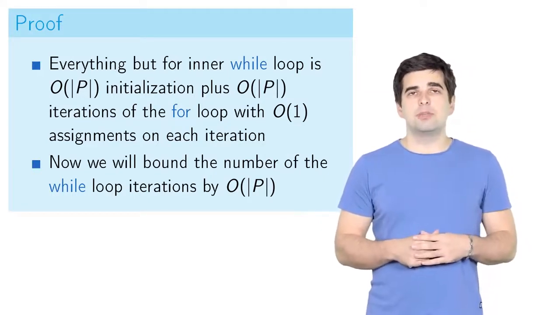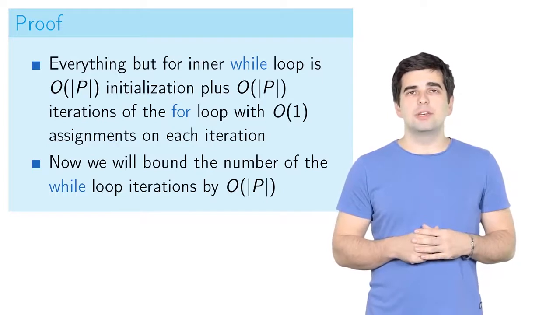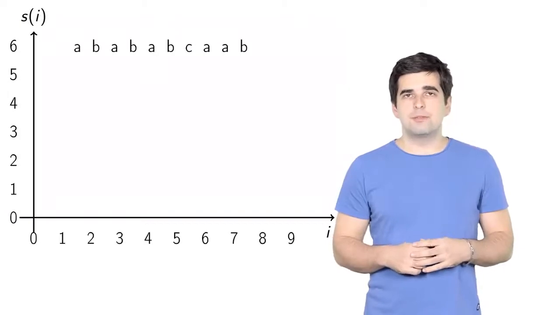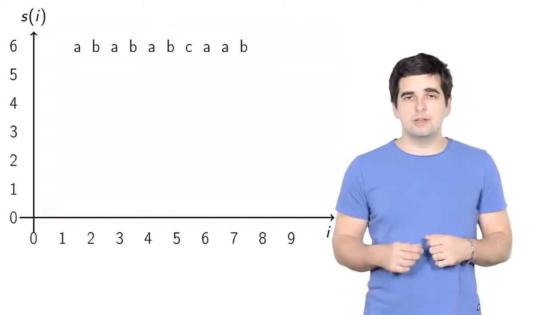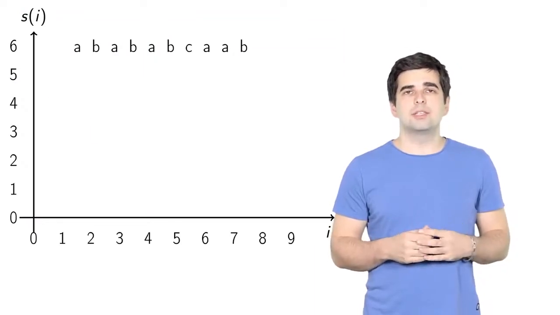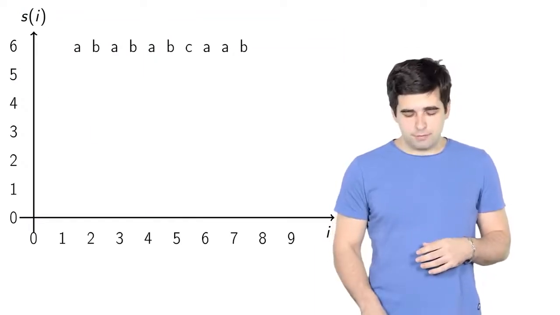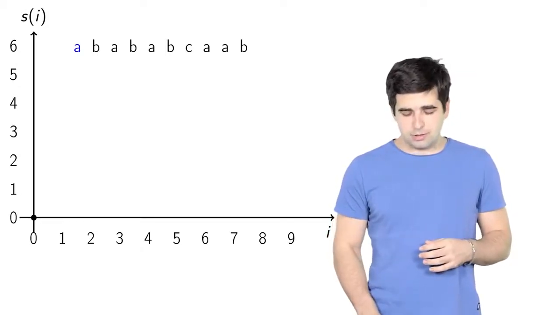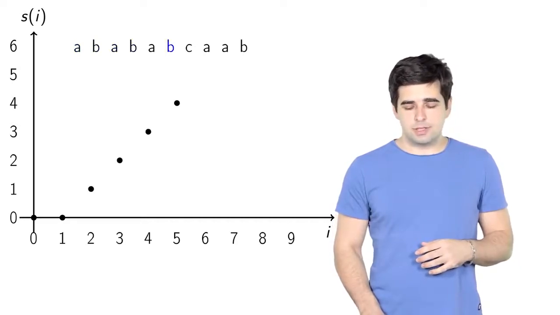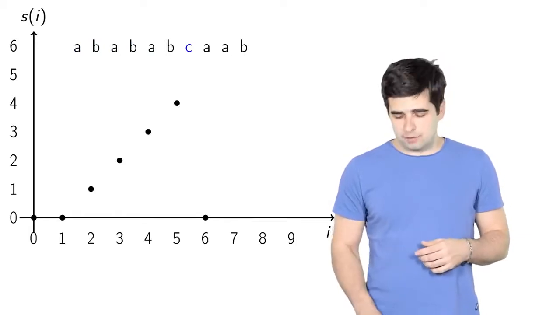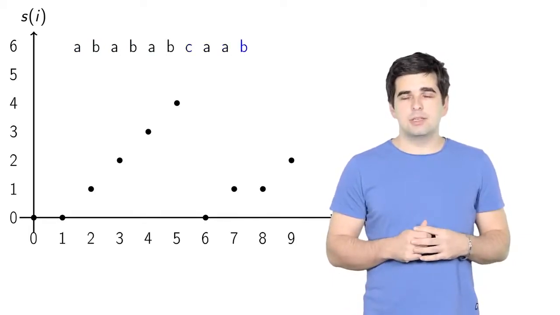And now we will bound the total number of the while loop iterations by big O of the length of the pattern. And to do that, we will consider the graph of the values of the prefix function. Here, the horizontal axis contains positions in the string, and vertical axis contains values of the prefix function. The graph always starts in point 0, 0, because S of 0 is 0. And it can stay the same, it can increase, it can decrease, but it never becomes less than 0, because prefix function is always non-negative by definition. And also, it can never increase by more than 1 on each iteration.